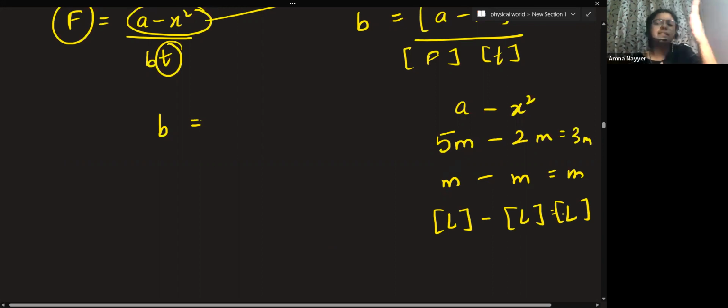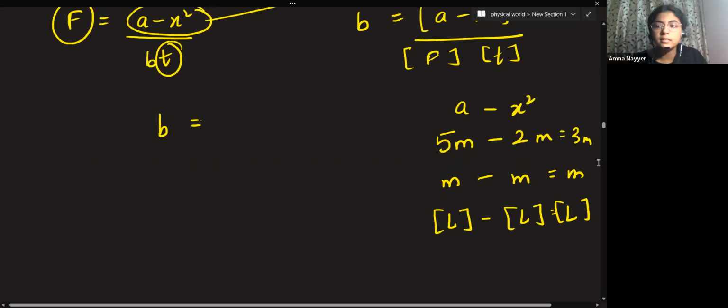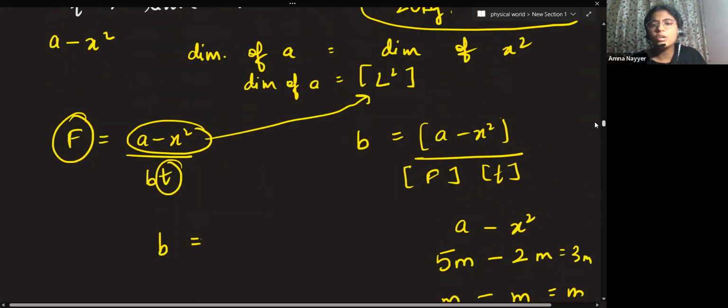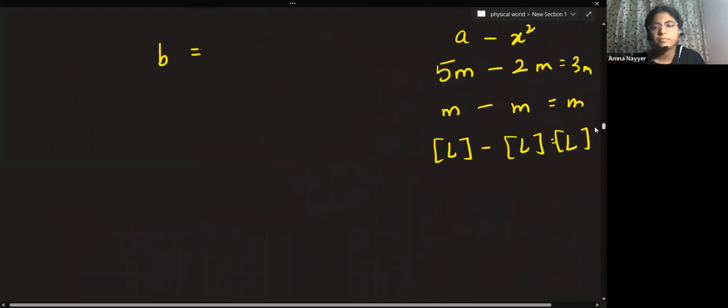So length minus length is still length only. This is not a dimensionless quantity. You have the dimension of length. Length minus length is giving me length. So what was the dimension of A? The dimension of A is L square. All right, let me write it for L square.